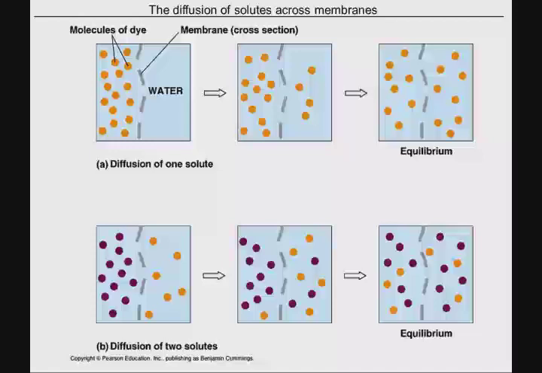So if you look at the bottom, if I have orange on one side and purple on the other, again, the orange is going to diffuse towards where the orange is not. The purple is going to diffuse towards where the purple is not until they reach the state we call equilibrium. We have equal concentrations. It's a really, really important concept. It's going to drive a lot of life.